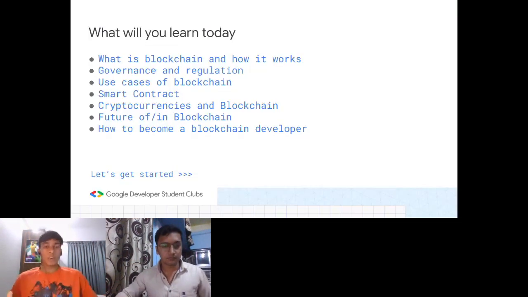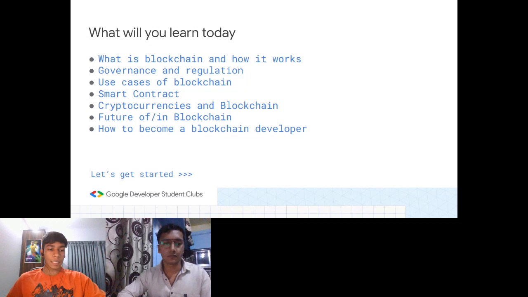So what will you learn in today's session? Before the session ends, you will be really clear about what blockchain technology is and how it works. We'll be looking at how governance and regulation are maintained in blockchain technology. Then we'll look at the use cases of blockchain technology. There are many applications of blockchain technology, and we'll be looking at all of them one by one.